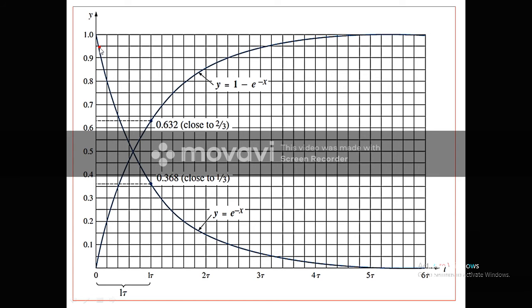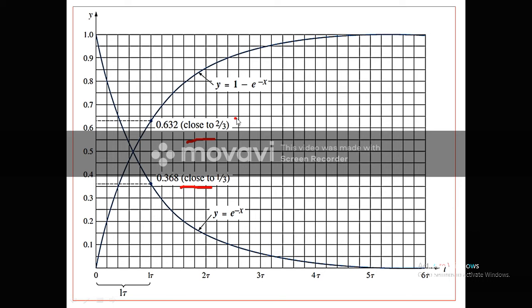Okay, so let's suppose this is the curve for e raised to the power minus x, means the decay. Then 1 minus e raised to the power minus x will be the exponentially rising curve. Okay, and at some time these two coincide with each other, and here is that point. As it is decaying to 1/3, it will rise to 2/3.